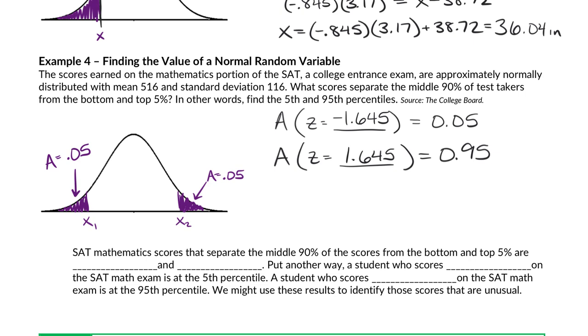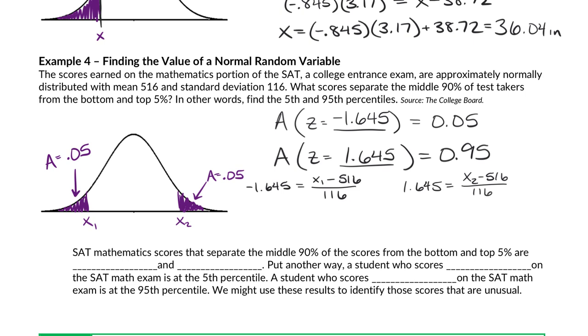So we're working backwards, filling out the formula for the first x value, which would be 0.05 equal to that first x value minus 38. Nope, that's the wrong number. What's the mean? 516 divided by 116. I put the wrong number right here. Why didn't you stop me when I did something silly? 1.645 equal to the second x value minus 516 over 116.